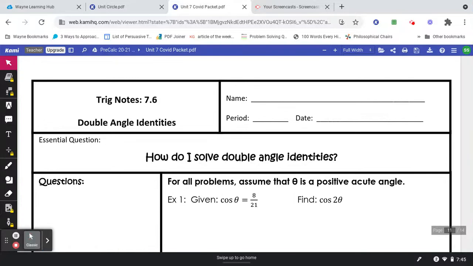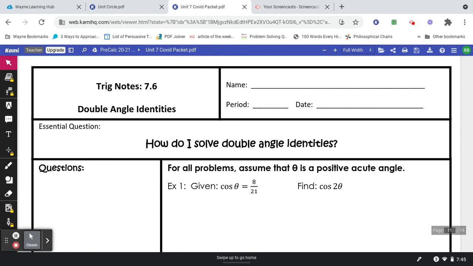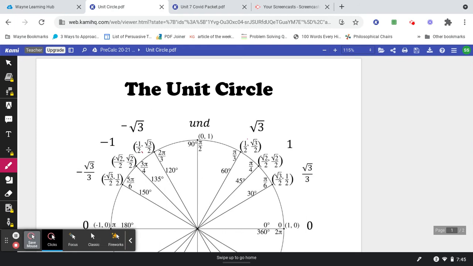These are the 7.6 notes for trig. We're going to talk today about double angle identities. So if you could, make sure you have your unit circle. We're going to look at the back side of our unit circle.